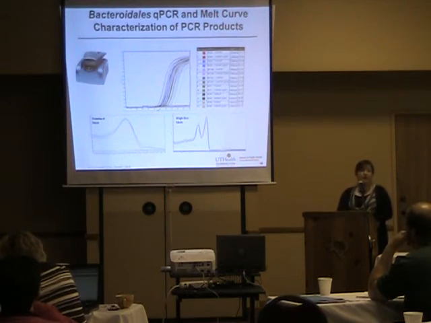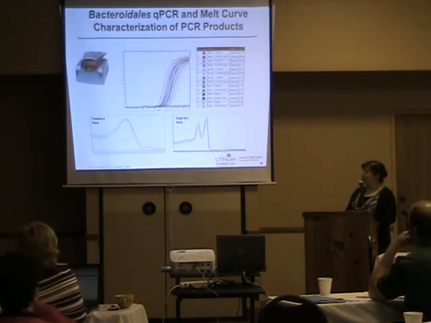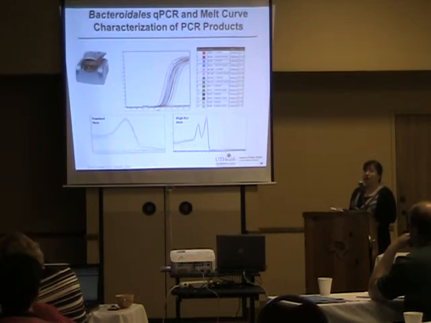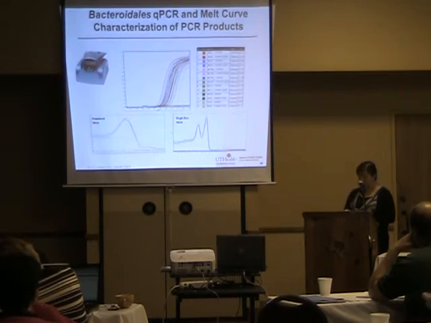We then used qPCR and high-resolution melt analysis to characterize these PCR products. With your standard melt curve, you'll get something that looks like this. When we use the high-resolution melt analysis here, we get more information on the melts of the amplicons from the PCR products.